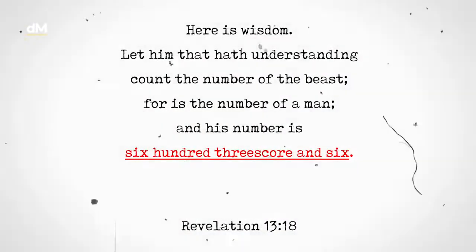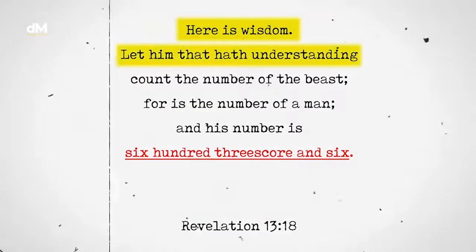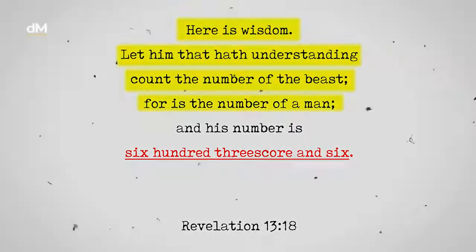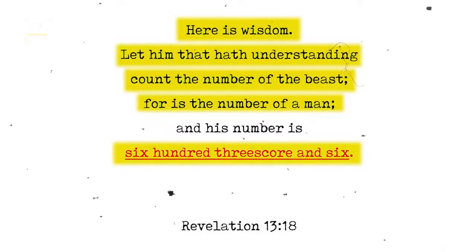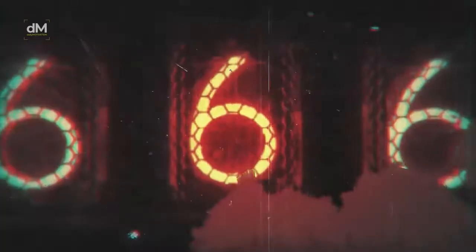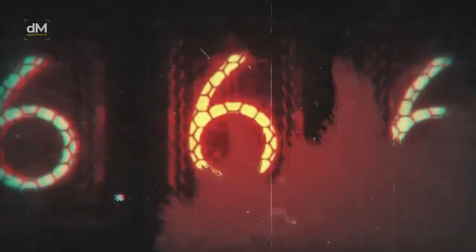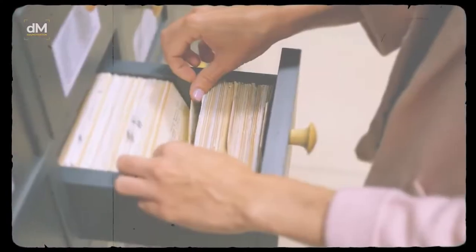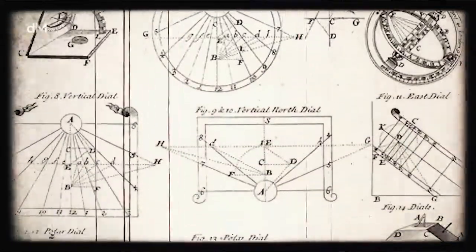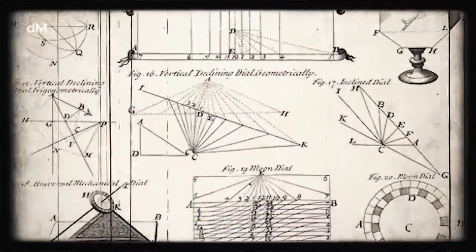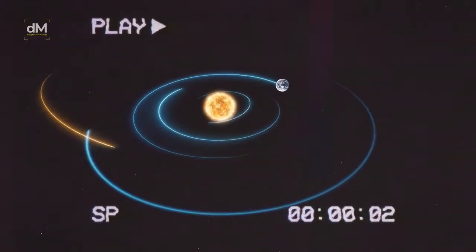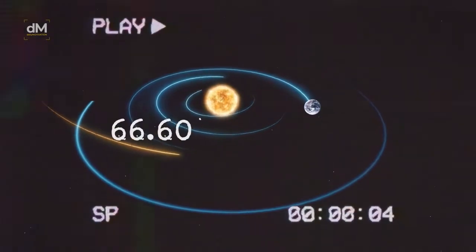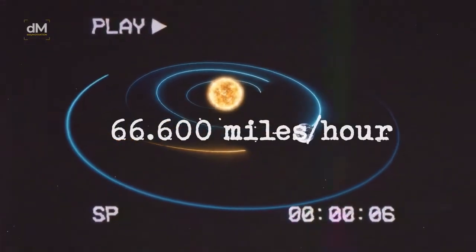Probably you're all familiar with things like, here is wisdom, let him that hath understanding count the number of the beast, for it is the number of a man, 666. You ever heard that? Probably the most famous and controversial number out of the Bible, 666. Well, if you want to understand what that is actually referring to, you have to peel back the outer literal representation of these tales and look at the underlying mathematical architecture, because that's where it's concealed. And it actually turns out that the orbital velocity of the Earth around the sun is 66,600 miles per hour, exactly.